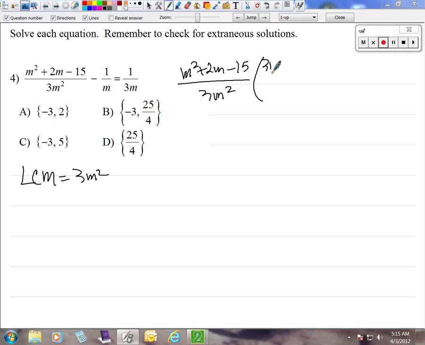Times 3m squared over 1. Now here is the important, well, not as important, but keep doing this just so you'll see it later. We haven't run into it yet, but change this to plus a negative 1 over m, and we're going to multiply that by 3m squared over 1. Then we have an equal sign, 1 over 3m. And we want to take that times 3m squared over 1.